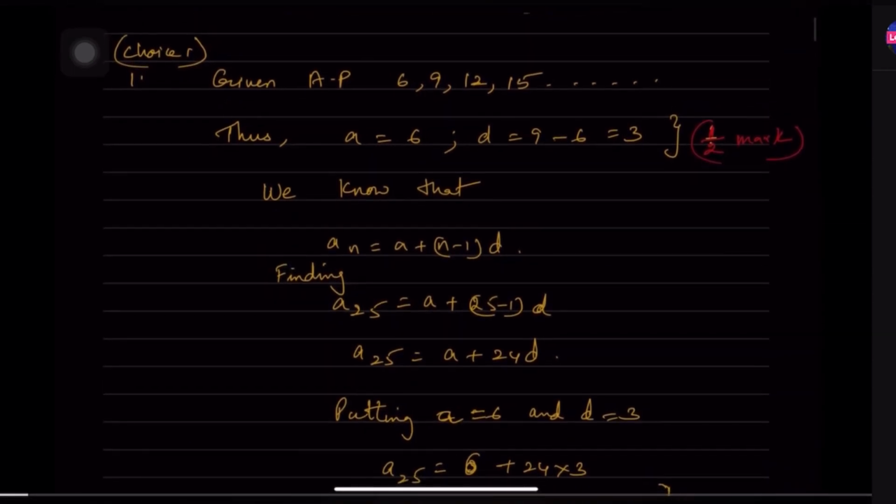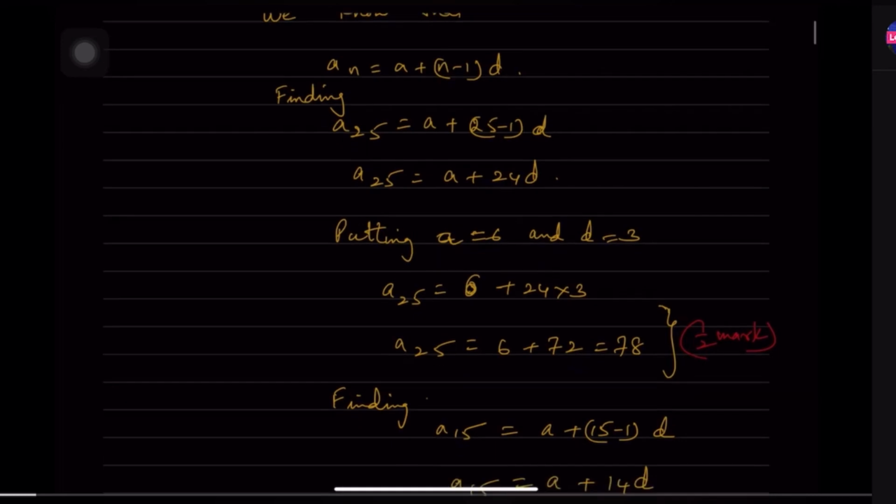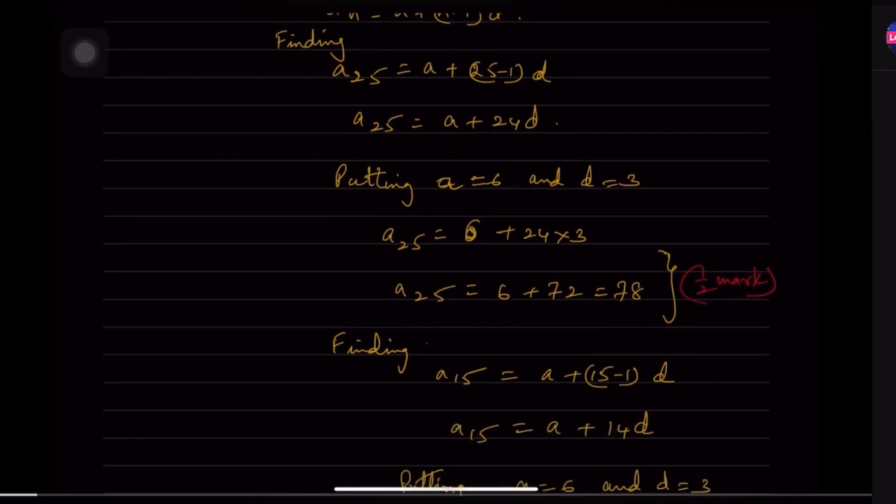The first choice solution: the AP is 6, 9, 12, 15 and so on. Thus, what is a? The first term is 6. The common difference is 9 minus 6, which is equal to 3. We know that an is equal to a plus (n minus 1) into d. This finds the nth term. So a25 is equal to a plus (25 minus 1) into d, so a25 can be written as a plus 24d. Now putting a is equal to 6 and d is equal to 3, a25 is equal to 6 plus 24 into 3, which is 6 plus 72, which is 78.